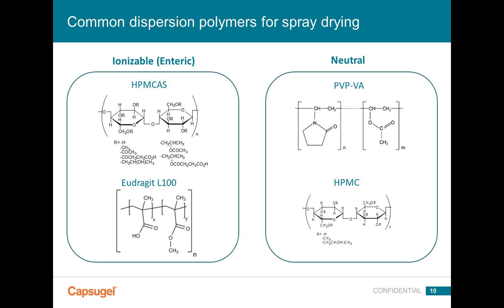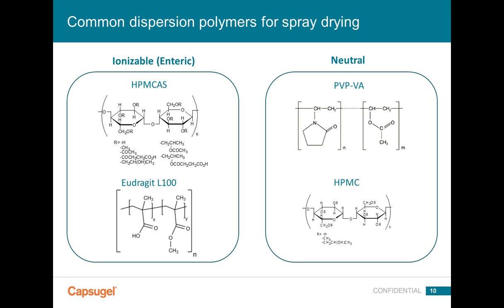The kinds of dispersion polymers that we typically use for spray drying fall into two categories. Enteric ionizable polymers are not ionized at gastric pH and therefore resist dissolution in the stomach. They also resist the uptake of water in the solid state when the polymer is protonated and therefore hydrophobic. This means an enteric dispersion's Tg will not be depressed as much by exposure to high humidity. This is very important for good physical stability.